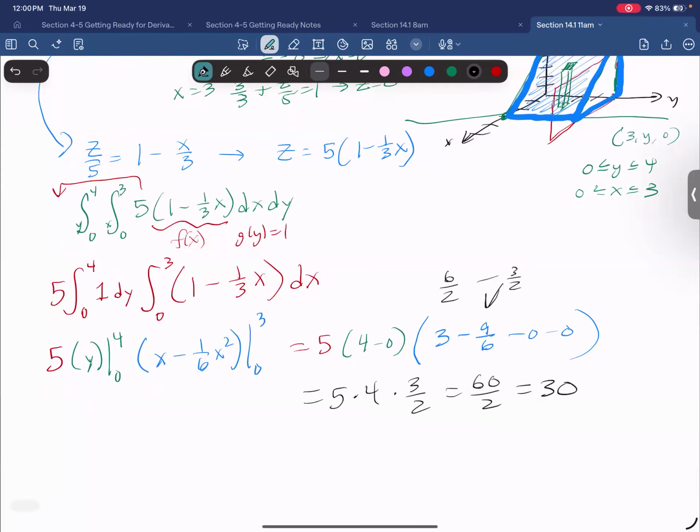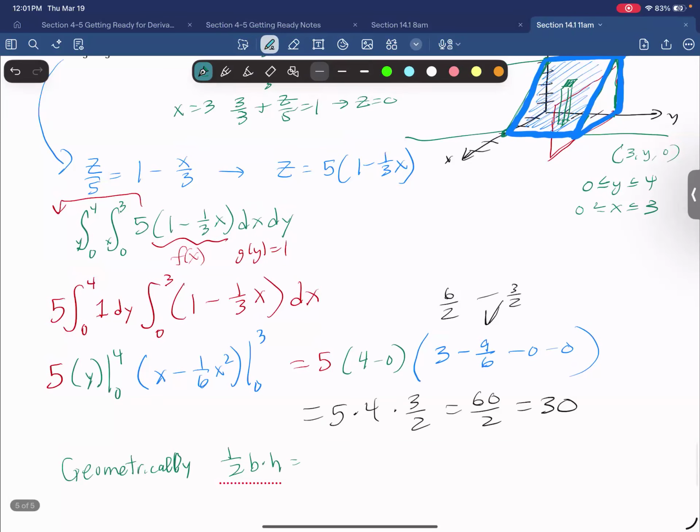You could also look at it geometrically. Geometrically, that is a triangle: 1/2 base times height. The height is 5, the z component, and the width is the x, which is 3. Then we multiply that by the depth, which is the y value, 4. So 1/2 times 3 times 5 times 4 gets you 30.